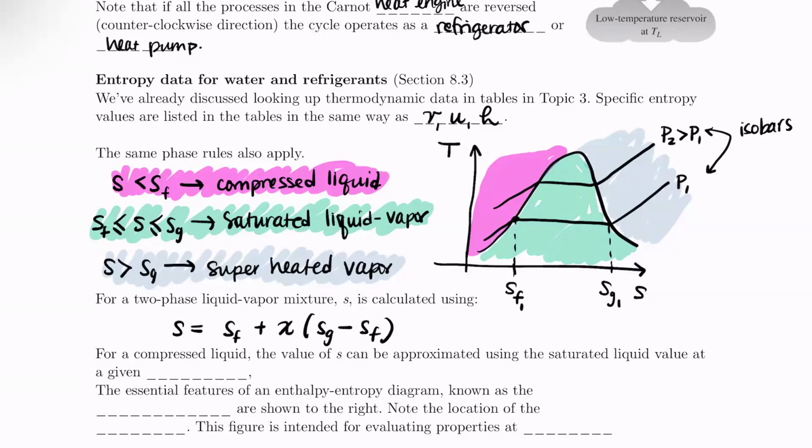For a compressed liquid, the value of entropy can be approximated using the saturated liquid value at a given, do we use pressure or temperature? We use temperature, right? So we're going to continue to do that. So essentially this means that s for a compressed liquid is approximately s_f at a given temperature. Okay, so really nothing has changed. We're just talking about entropy rather than the other properties.